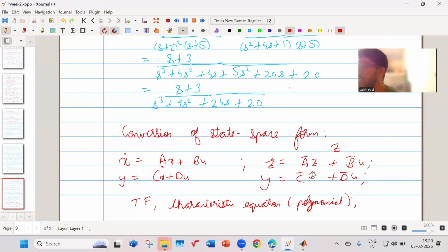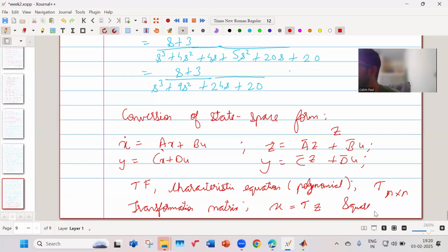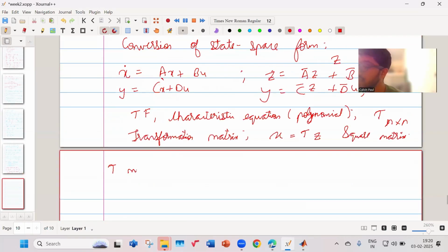So we consider that there is what is known as a transformation matrix T. It is given by x equal to T into z. So the transformation matrix T has dimension n cross n, so this is a square matrix. And another thing is it should be invertible. T must be invertible.